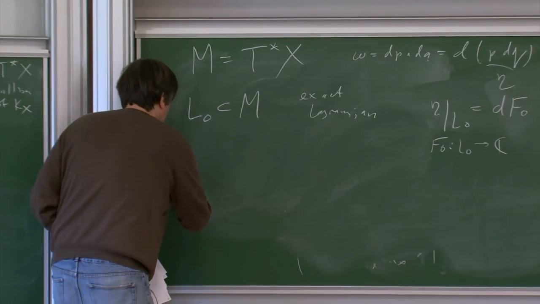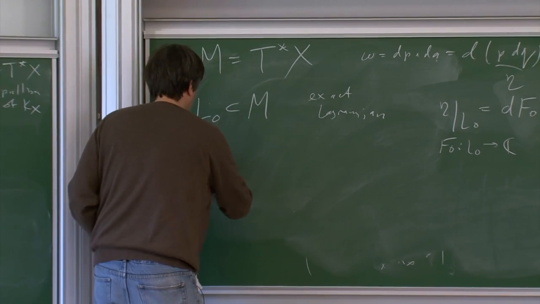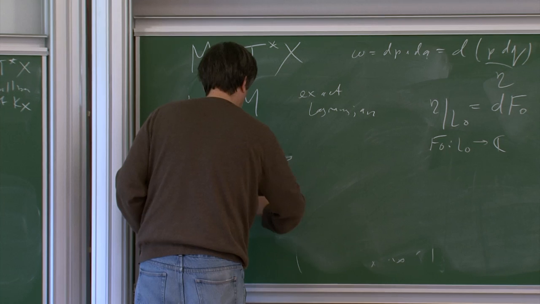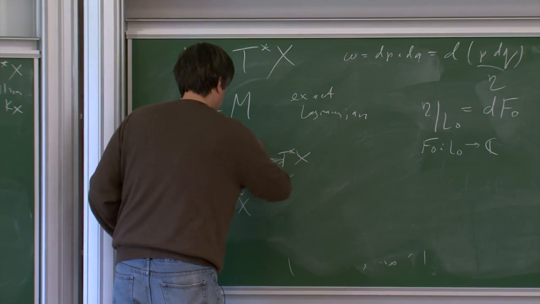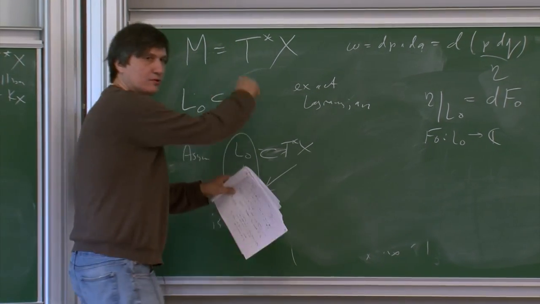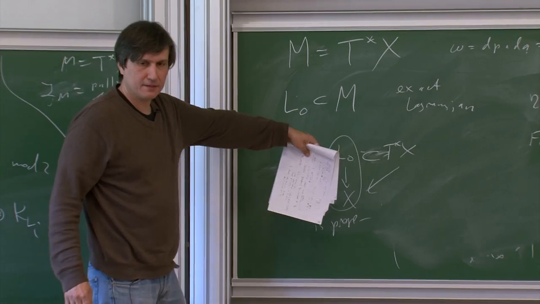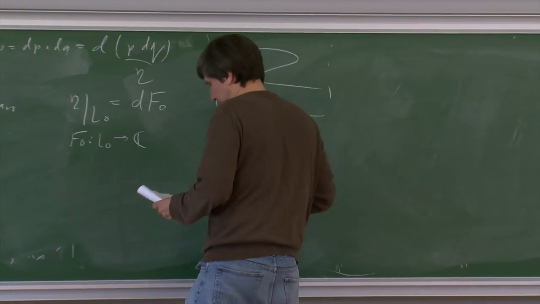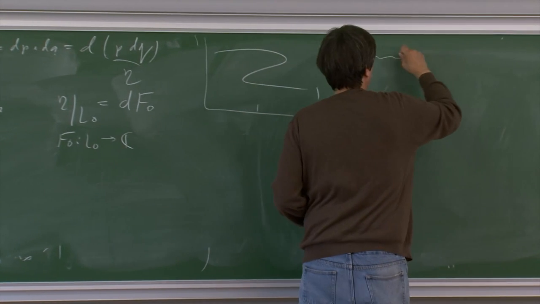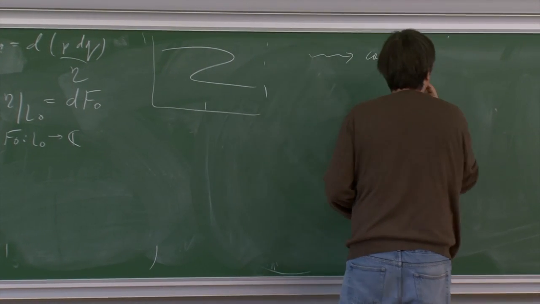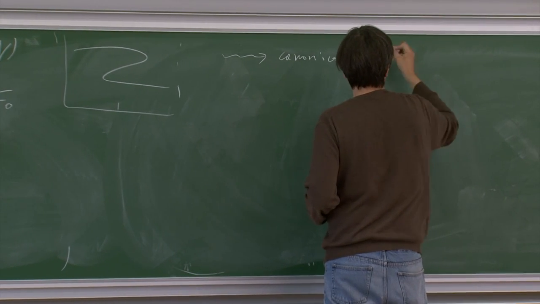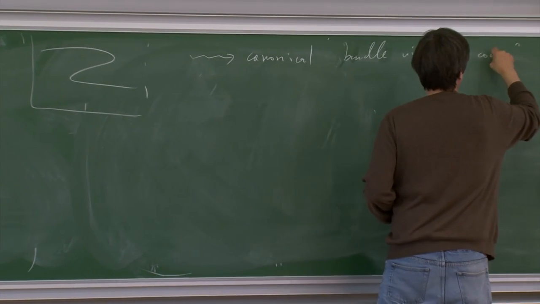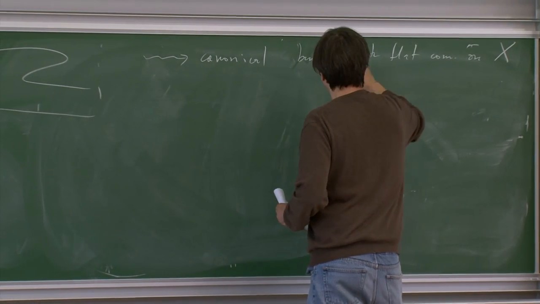I take a manifold with Lagrangian, and also assume that the projection of L0 to X is a proper map, so fibers don't go to infinity. There are plenty of such things, so you get such a story. I claim that you have a sort of canonical bundle with flat connection on X, maybe depending on the parameter h bar.